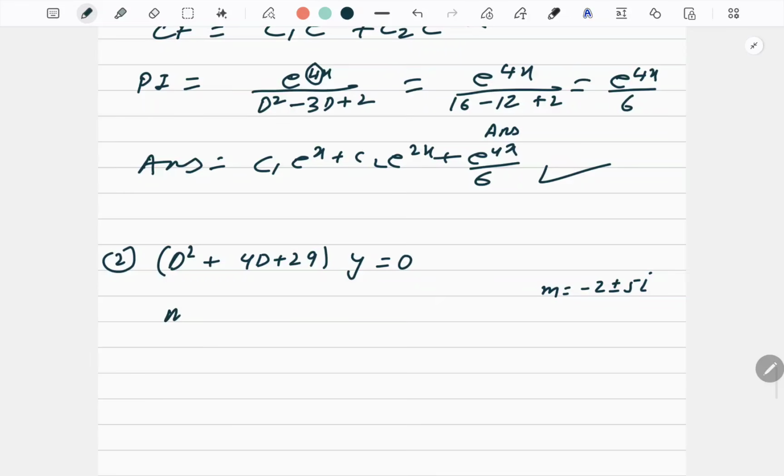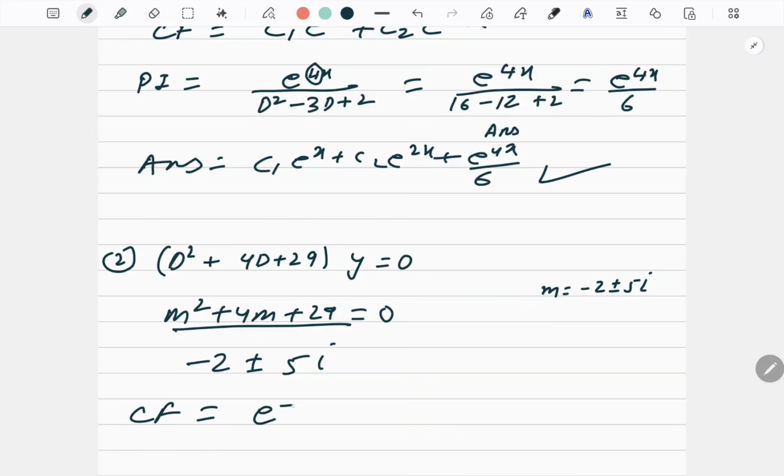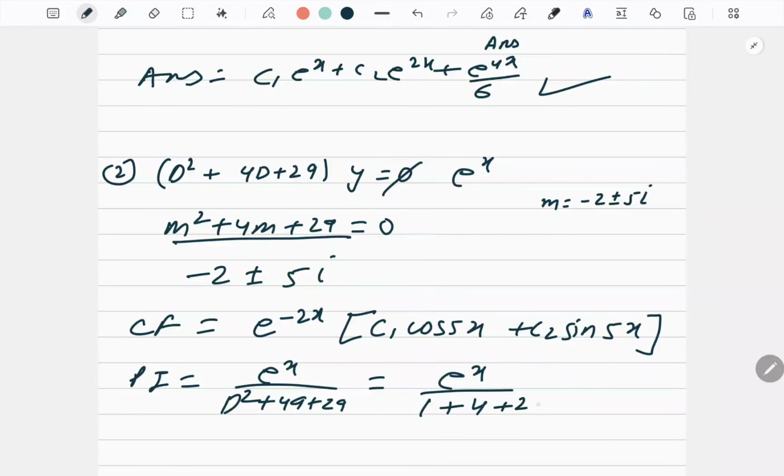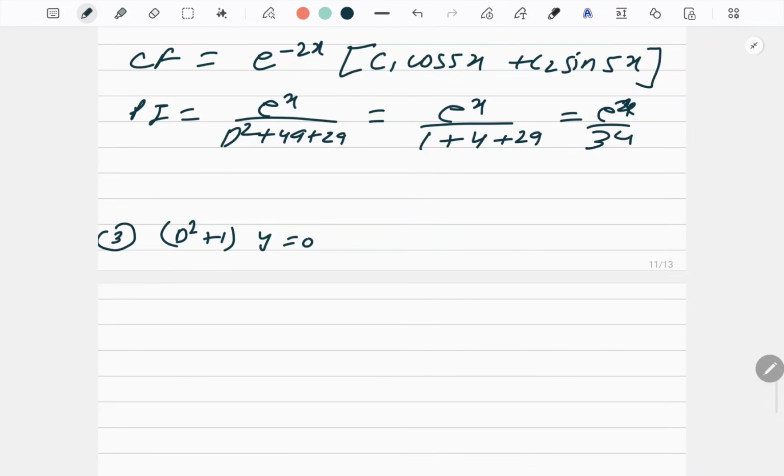Look at this question. Now it is m square plus 4m plus 29 is equal to 0. Use the calculator and solve this. You will get minus 2 plus minus 5i. So what is CF here? CF is e to the power minus 2x in bracket c1 cos 5x plus c2 sin 5x. Same way here, suppose it is given e to the power x. So I will write PI is equal to e to the power x upon D square plus 4D plus 29. So it is e to the power x upon 1 plus 4 plus 29, so 34. e to the power x upon 34 will come. Correct?